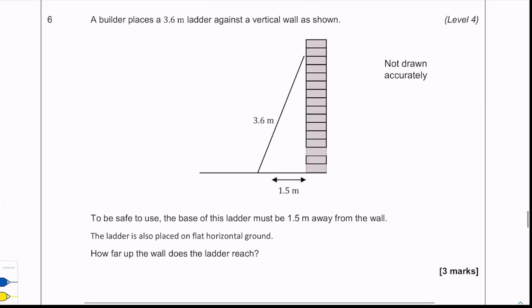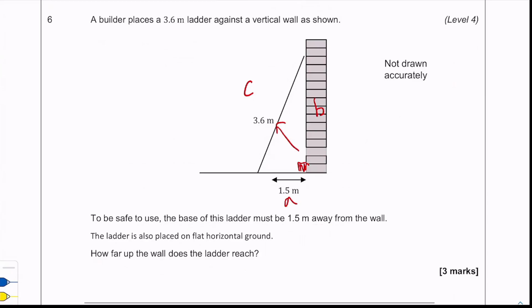To be safe to use, the base of the ladder must be 1.5 metres away from the wall. The ladder is also placed on flat horizontal ground. How far up the wall does the ladder reach? We need to work out this length here. This time we are given our hypotenuse C, we'll call this A, and the side that we need to work out B.